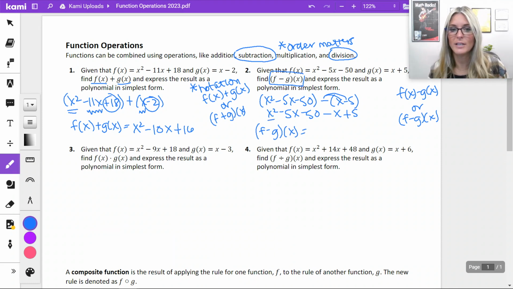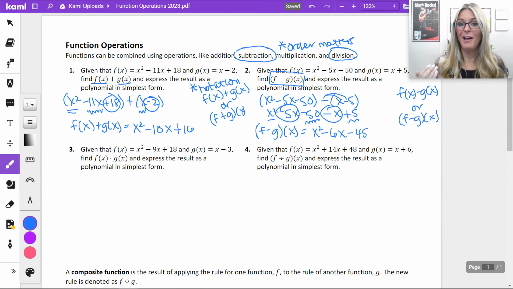Combining like terms, we only had one of the x squareds. Combining my x terms, negative 5x minus x gives me negative 6x. And then we had minus 50 or a negative 50 plus 5 gives me negative 45. Final answer there. That is our result, our polynomial when we subtract those two functions.